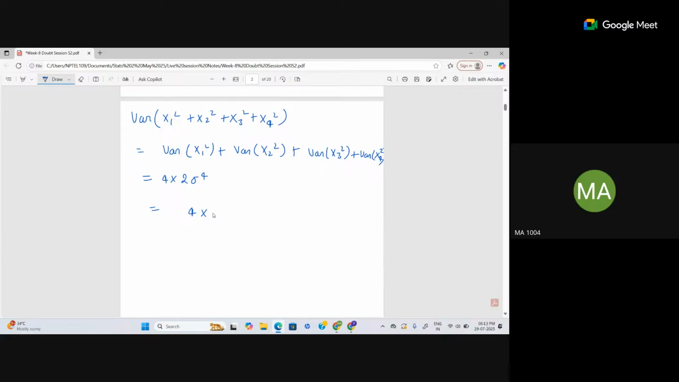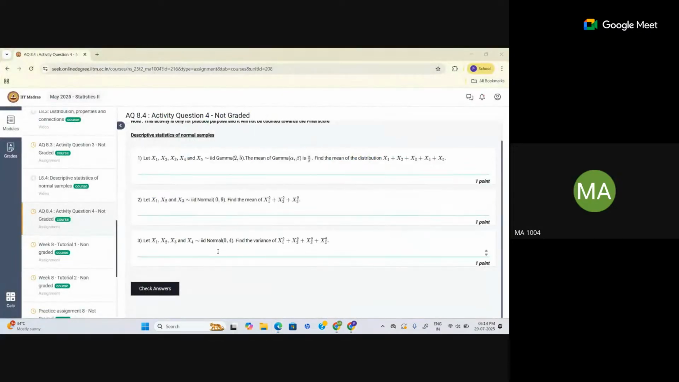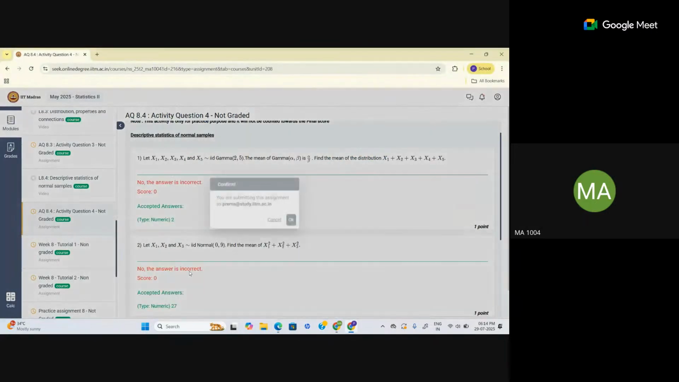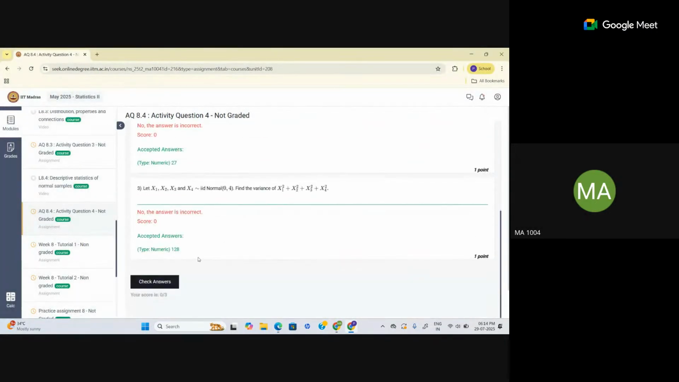So 4 into 2 into, now in the question it is normal 0 comma 4, so the value of sigma square is 4. Sigma to the power 4 is 4 square, 16. Now you can calculate: 128. So you can check the answer. It should be 128.